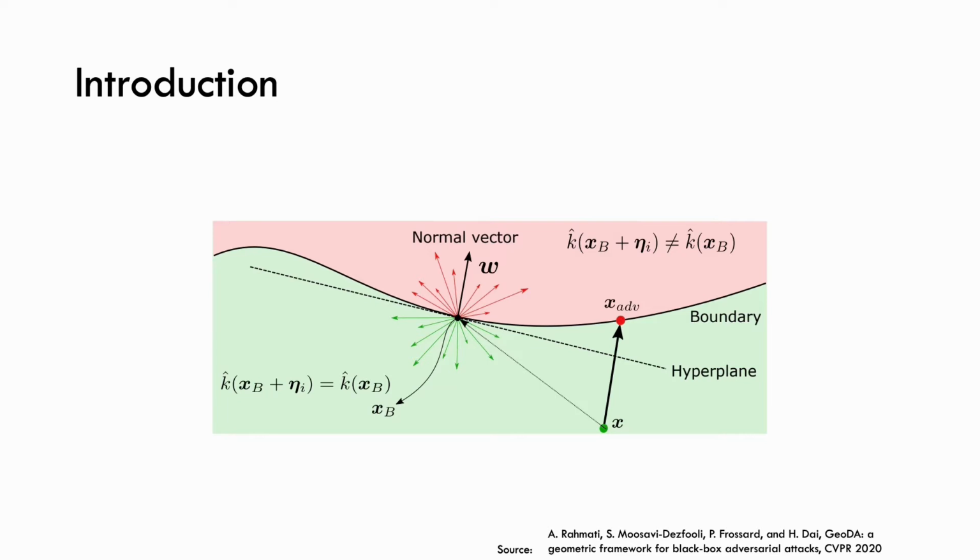Geometrically, the most efficient way to do this is to move the sample in the direction of the normal vector between the original sample and the nearest decision boundary. To do this, the adversary needs an estimate of the magnitude of the normal vector. In other words, the adversary must estimate the location of the decision boundary before computing the minimum distance required to cross it.